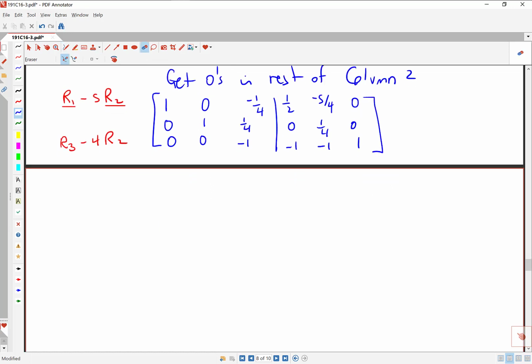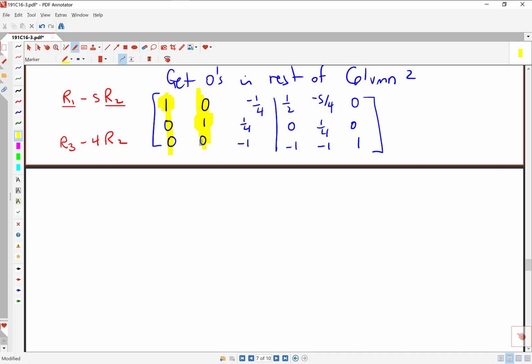So let's appreciate how much progress we've made here. The first 2 columns are now completely cleaned up. So we've just done this process of getting a 1 and then getting zeros in the rest of the column. Then we got our second pivot, got zeros in the rest of that second column.